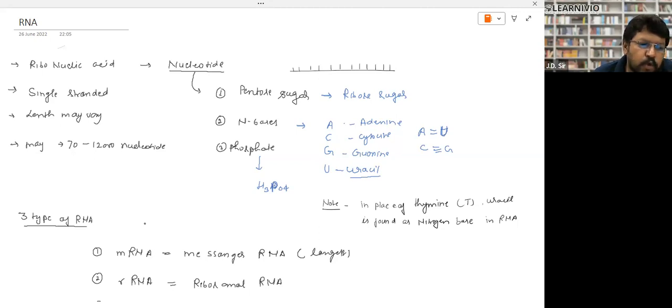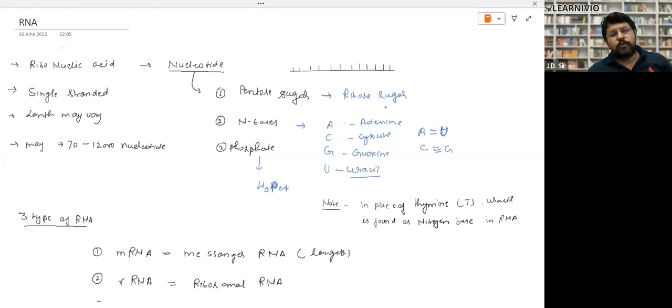The monomer, or the basic unit, of RNA is also a nucleotide, the same as DNA. We understood in the last class that nucleotides are made up of three things: pentose sugar, nitrogenous base, and phosphate, right? Here in RNA, the pentose sugar is ribose sugar. In DNA, it was deoxyribose sugar. Fine, clear?